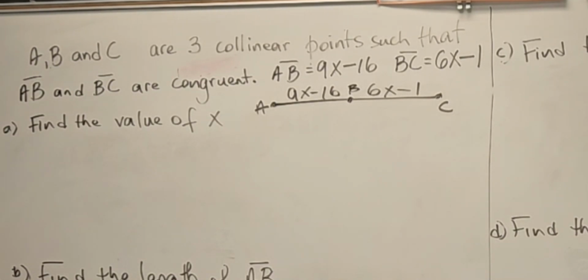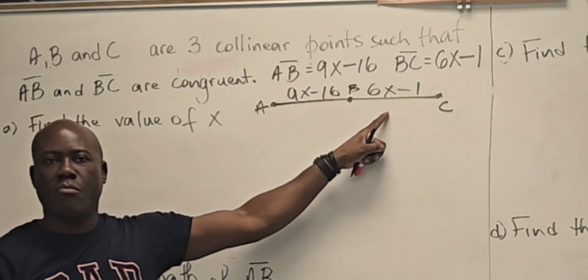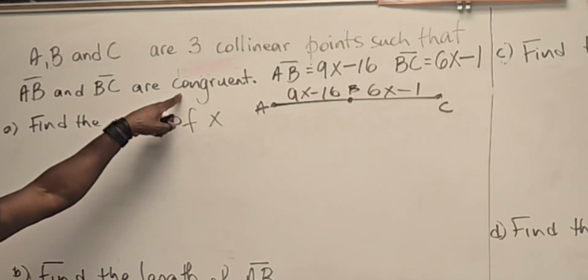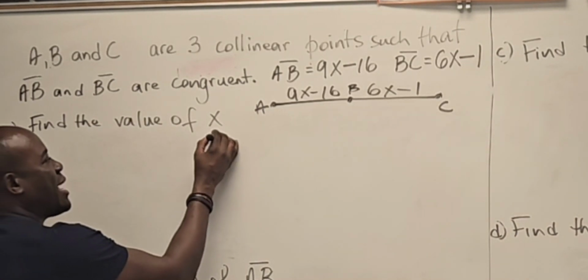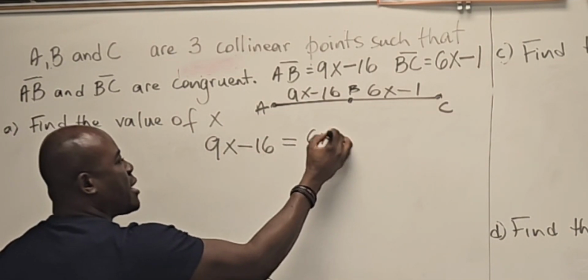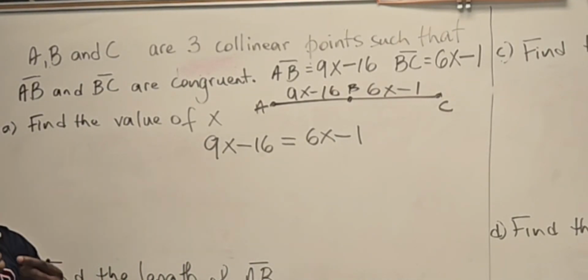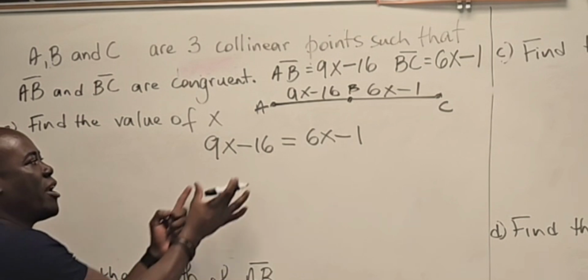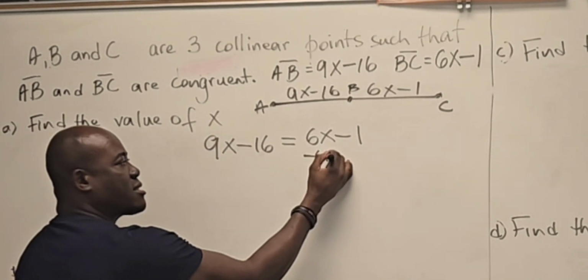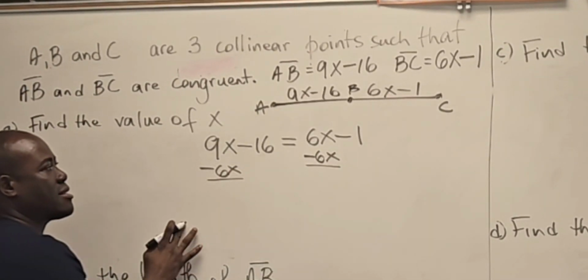Congruent means equal. So if I'm going to solve for x, I'm not going to add this and this because they did not give me the total. So I'm going to have to utilize what this word means, equal. So I'm going to say 9x minus 16 is the same as 6x minus 1. Congruence, equality. From this, I could now solve. I want to isolate my x's to bring them on one side. So I'm going to take 6x from the right, which means I have to take 6x from the left. So let us balance this down.